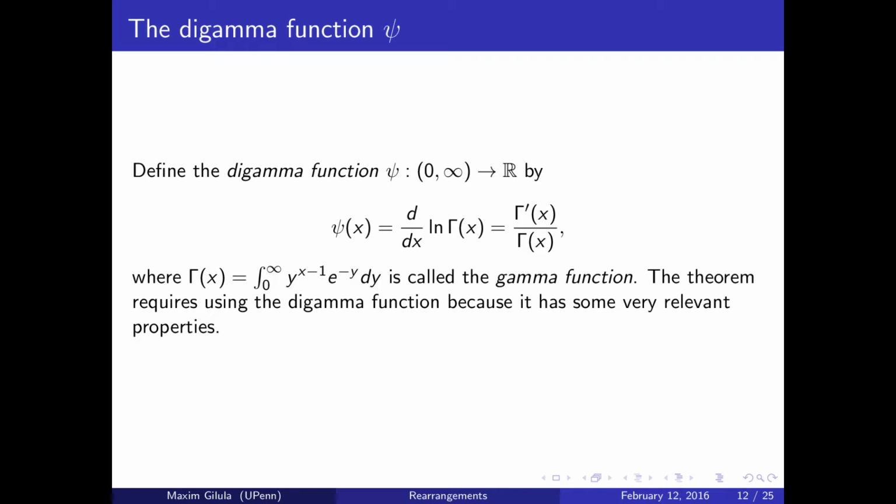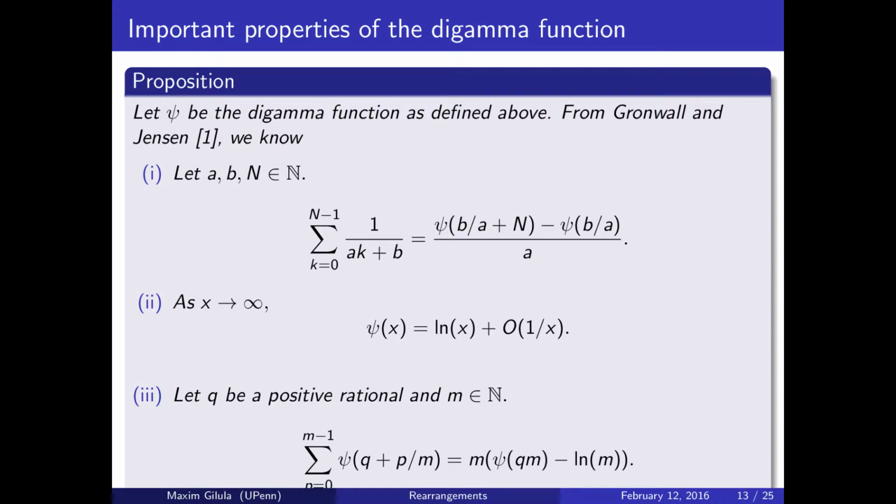Although you might not see rearrangements very often, two big names in analysis at least cared about the Digamma function. This is the Jensen you know and the Grunwald you know. So Grunwald and Jensen wrote a nice exposition about the Digamma function in 1916.